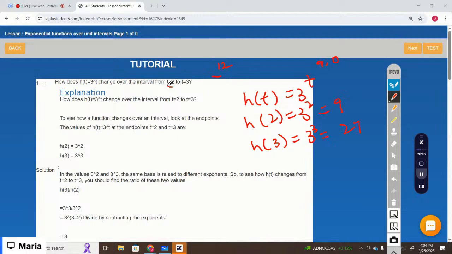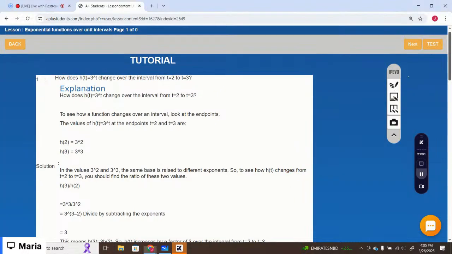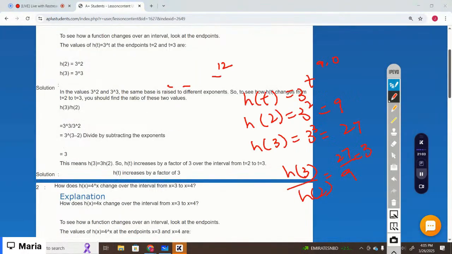You have to see how it is changing from t equals 2 to t equals 3. So you have to divide h of 3 by h of 2, because earlier it was t equals 2 and it changed to t equals 3. You need to calculate the change. So 27 divided by 9 is 3. That means h of t increases by a factor of 3. So the value is increasing by the factor of 3.